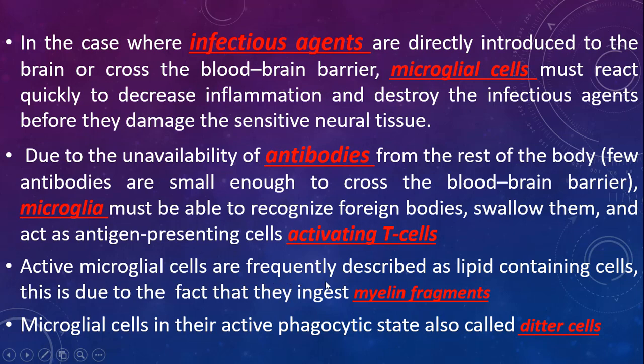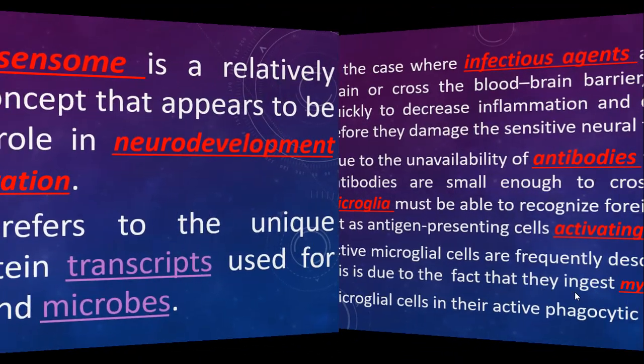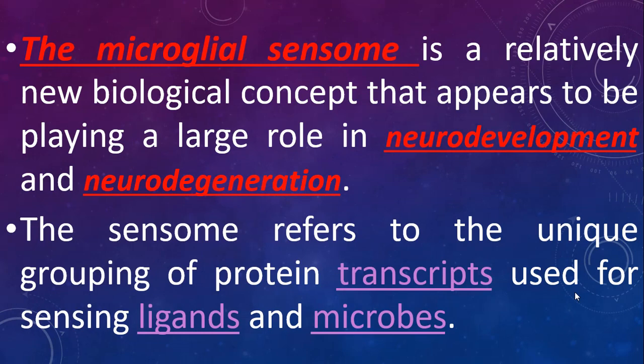Active microglial cells are frequently described as lipid-containing cells. This is due to the fact that they ingest myelin fragments. Microglial cells in their active phagocytic state are also called debris cells. The microglial sensome is a relatively new biological concept that appears to play a large role in neurodevelopment and neurodegeneration. The sensome refers to the unique grouping of protein transcripts of RNA used for sensing ligands and microbes.